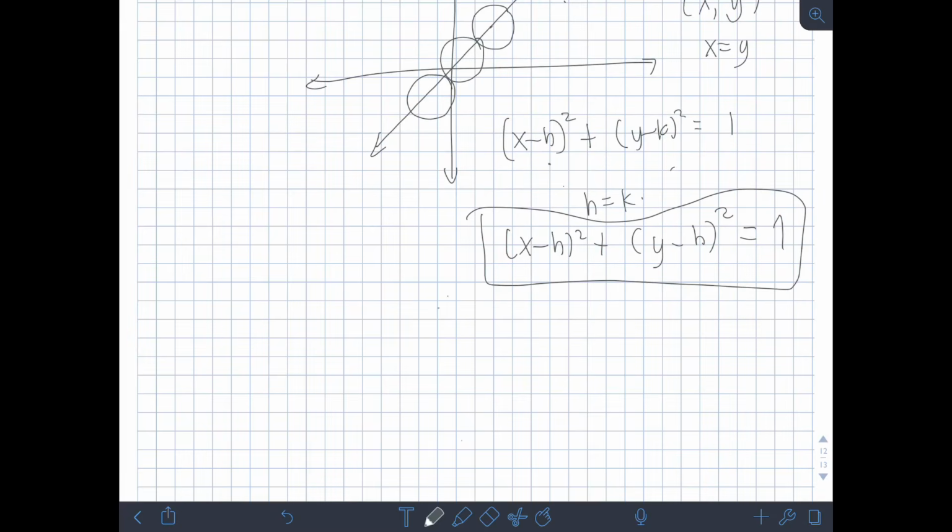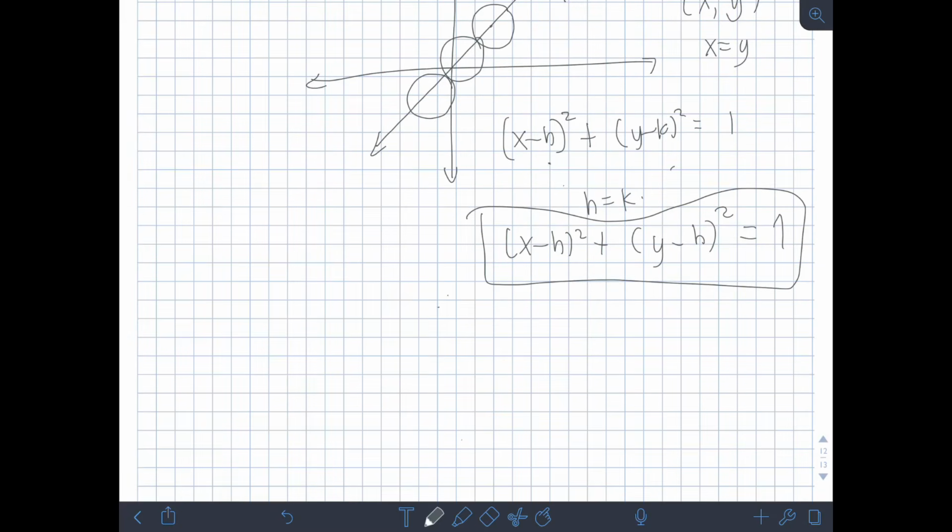Okay, so we just use implicit differentiation. We differentiate both sides of the equation. So, we have (x minus h) quantity squared, whose derivative is 2 times x minus h times 1. Right? Plus, this one, 2 times y minus h.